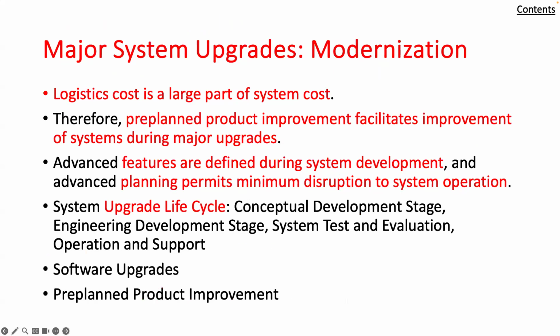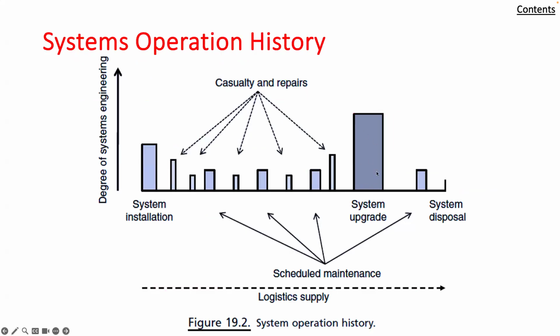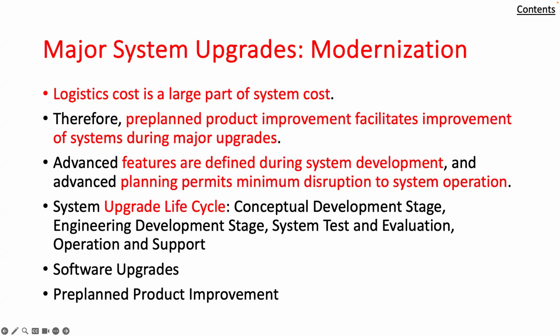Then in terms of the modernization, having major system upgrades, logistics cost is a large part of the system cost. And you could just see that the system upgrade mushrooms all of the other items when we saw that chart that I showed a few minutes ago. Therefore, pre-planned product improvement facilitates improvement of the system during major upgrades. Advanced features are defined during system development, and advanced planning permits minimum disruption to system operation.